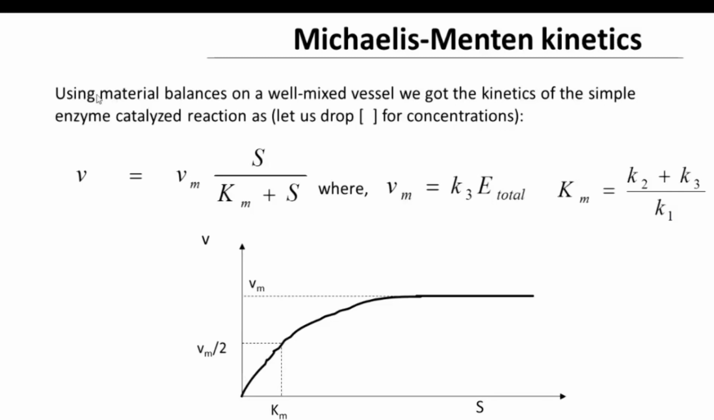Since it's the same form of the equation, the same kind of interpretations can be drawn. Vm is the maximum rate. The rate increases and then asymptotically attains the maximum rate Vm, and if we replace Km with S, then we get V equals Vm S by 2S, therefore Vm by 2. Therefore, Km is nothing but the substrate concentration at which we get the half maximal rate, same as the Monod equation interpretations.